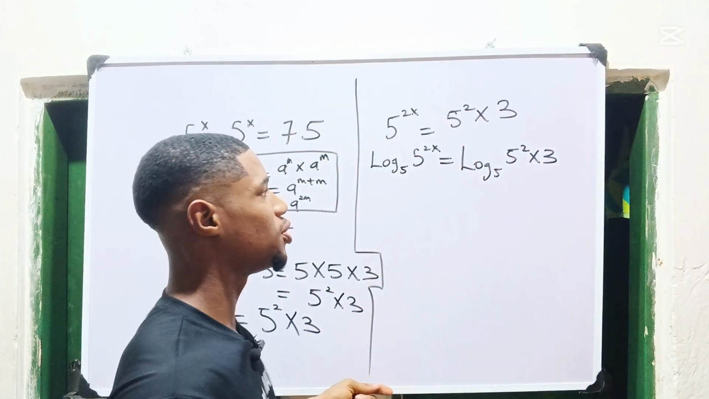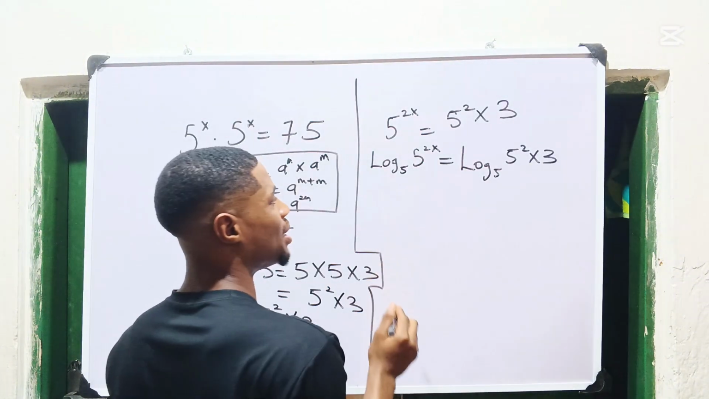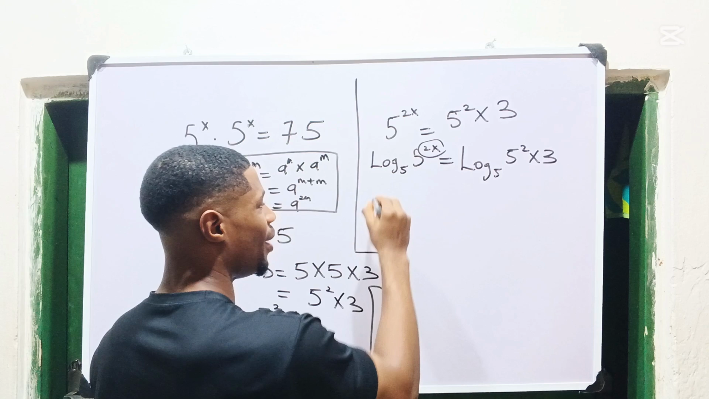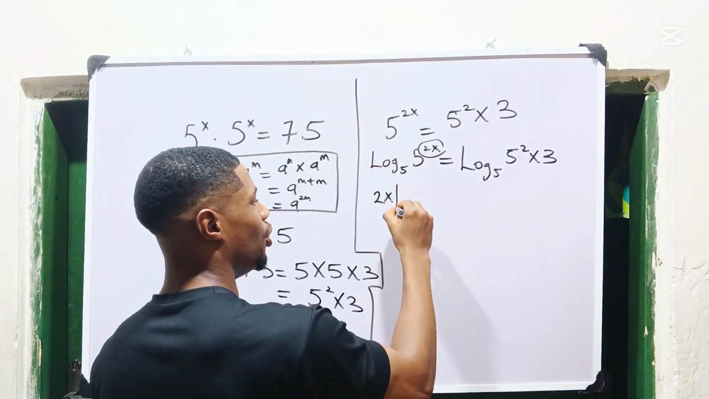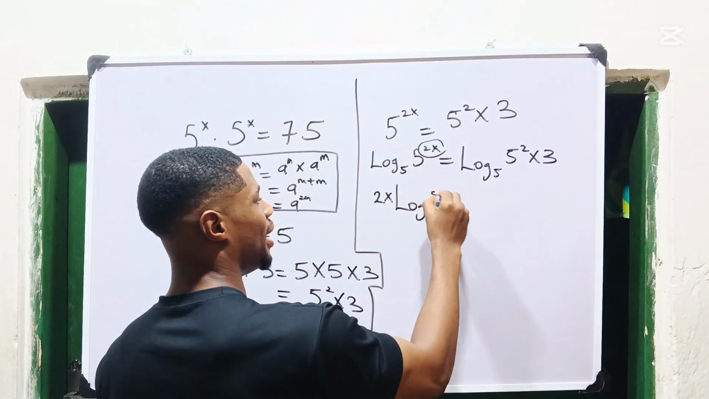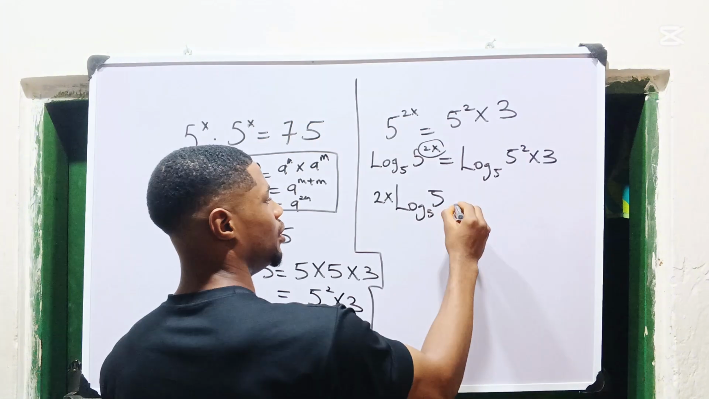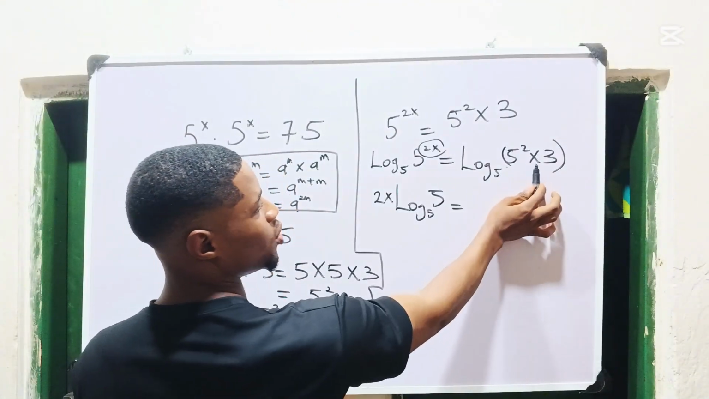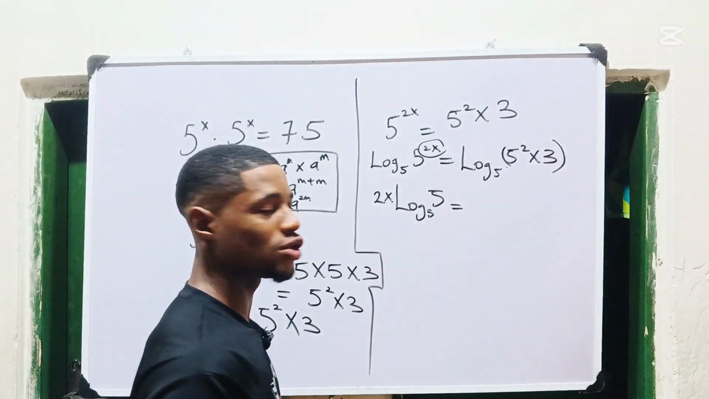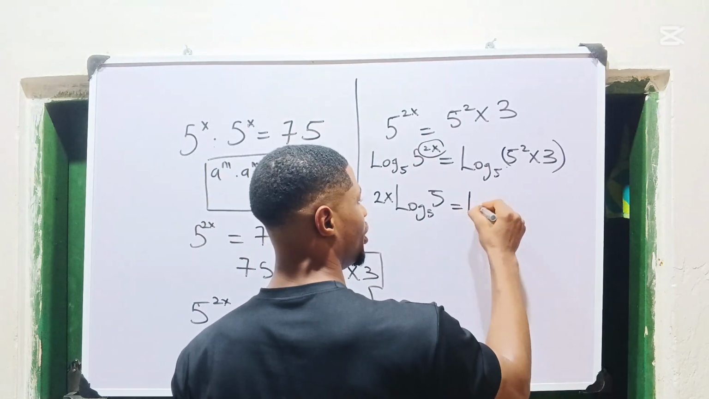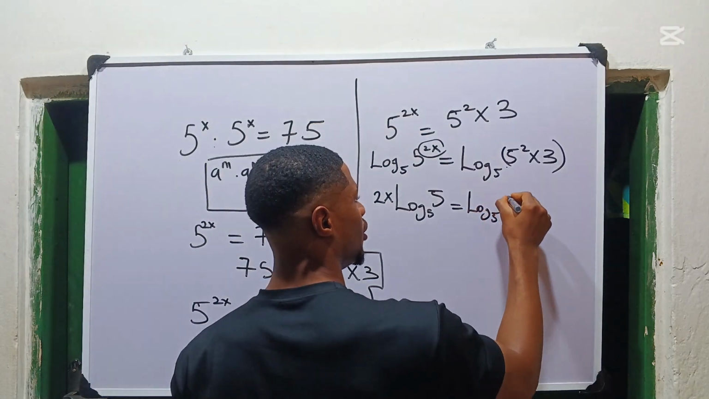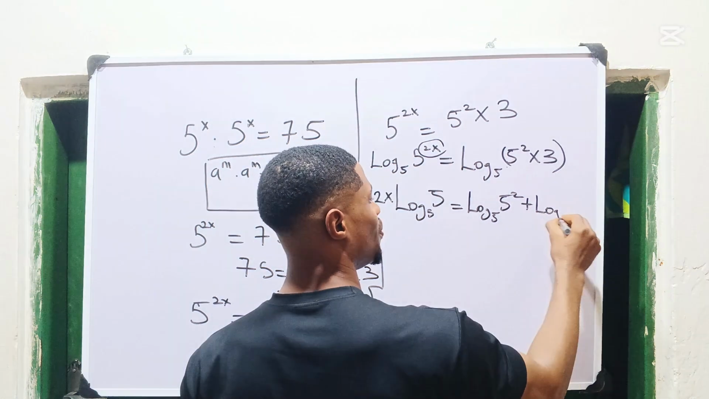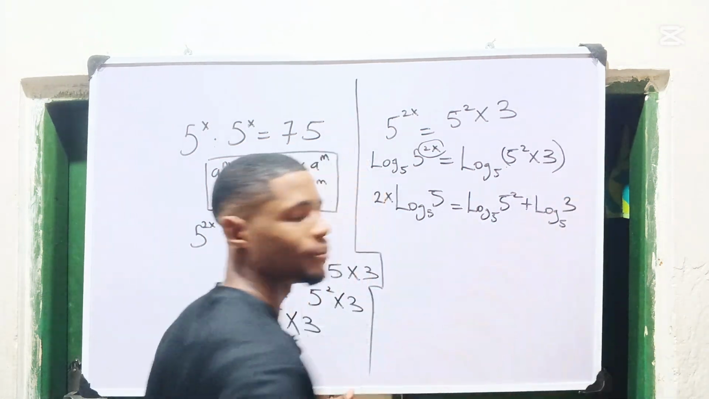So this is what you have. Now moving on from here, you can say that when you have a power, it multiplies the log. So we have 2x multiplying logarithm of 5 in base 5 equal to, for here, you can see there's multiplication between them, so you split this and put plus. So you're going to have logarithm to base 5 of 5 squared plus logarithm to base 5 of 3.